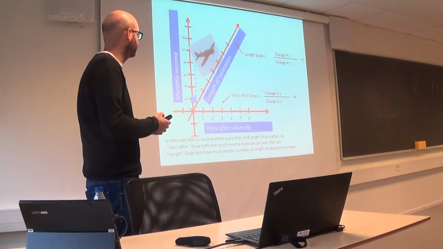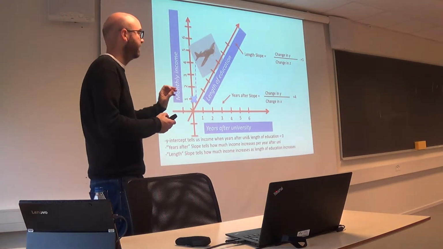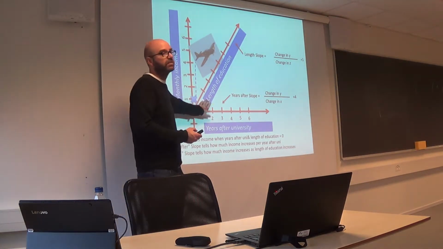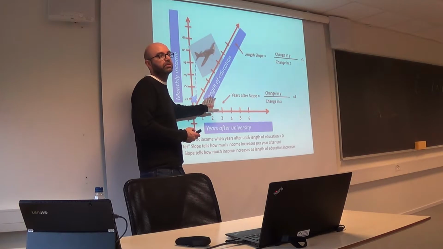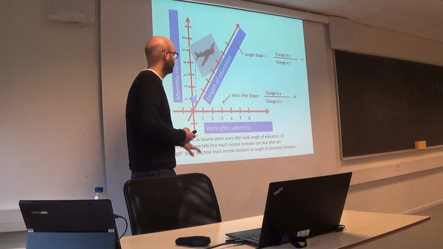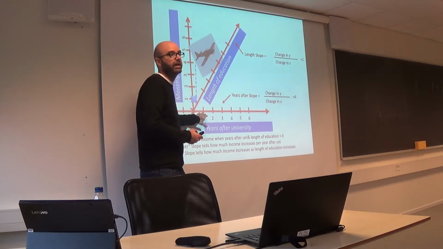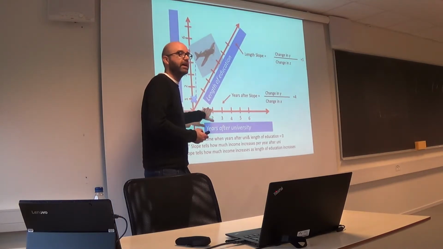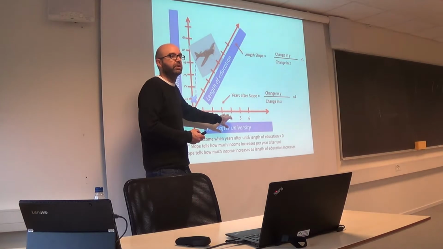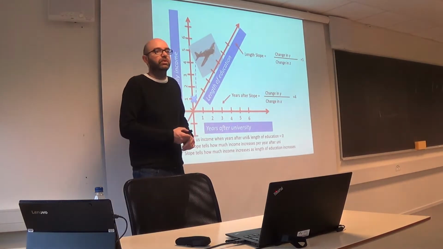And the length slope tells us how much income increases as the length of education increases, ignoring the other one. And the years after university slope tells us how much income increases as the number of years after you've finished your study increases, per year.